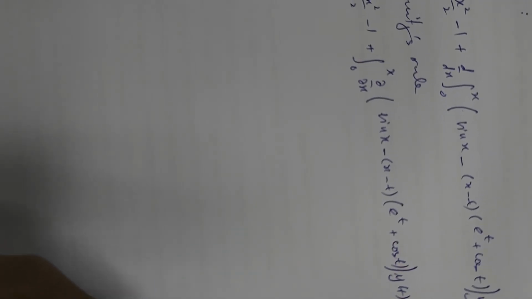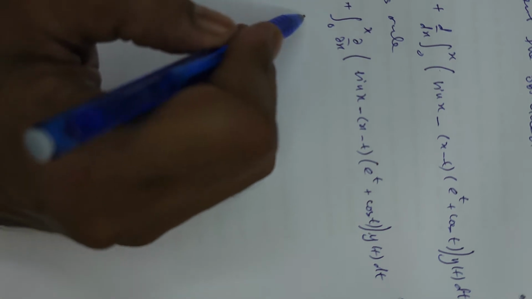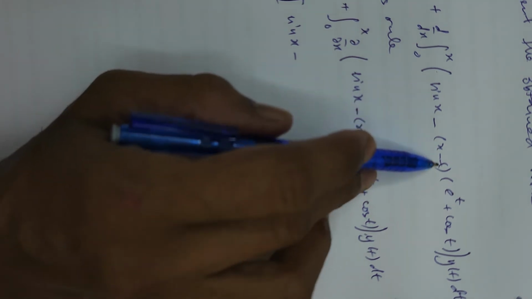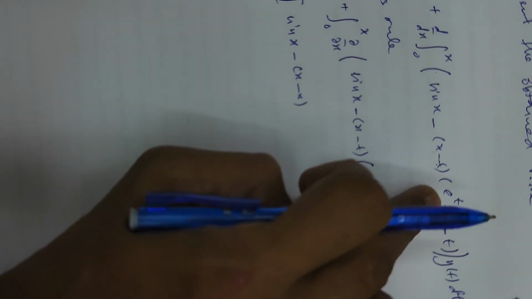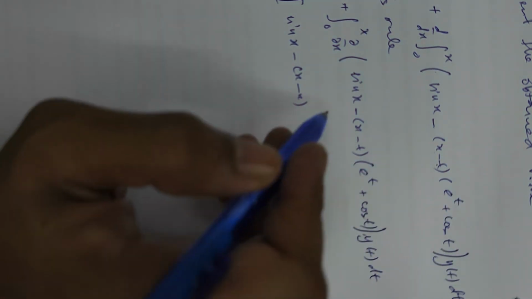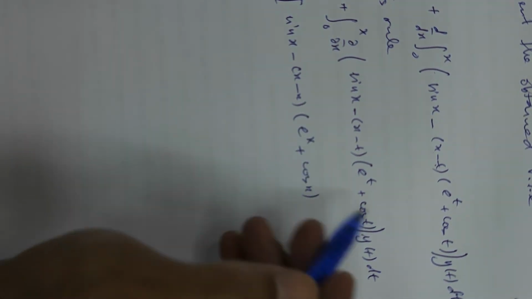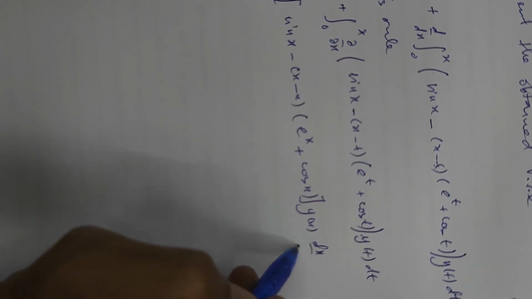And then we evaluate at the upper limit. So we have plus sine x minus, then here x minus t, so x minus x, and then e to x plus cos x, and then y x. Then we have dx dx, we differentiate the upper limit.